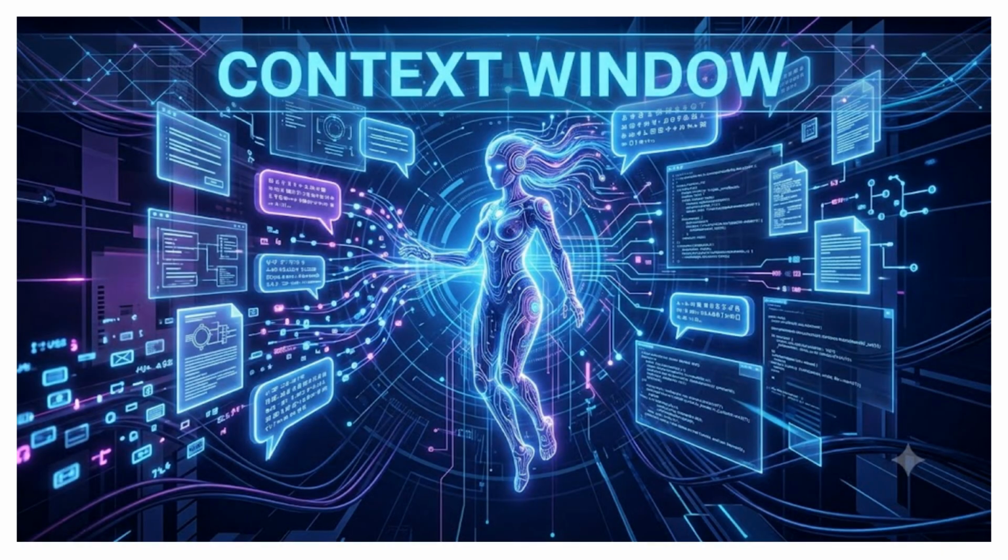Every time you chat with an AI, it remembers the recent conversation to give better answers. This is called the context window. It allows the AI to understand what you asked before and connect it to your next question. Without this context, every message would feel like a brand new conversation.